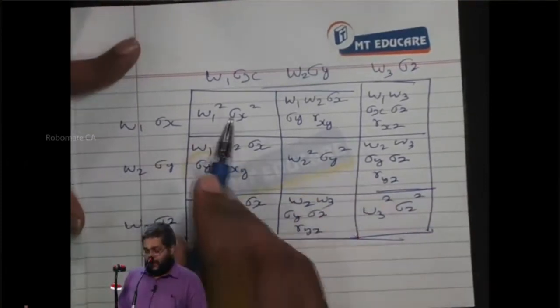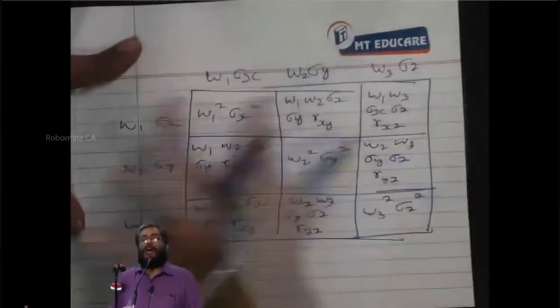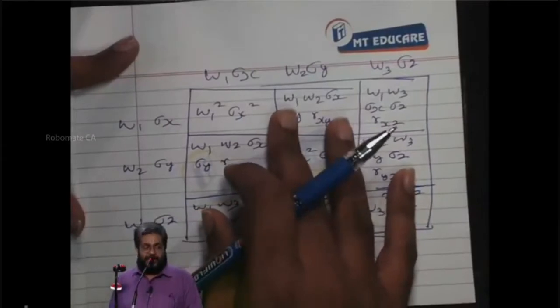Now, we see the formula. This is called a variance box. It's called a variance box. We take the square root of it, and we get what? The standard deviation. Yes or no?